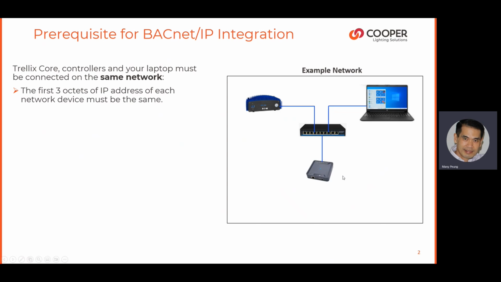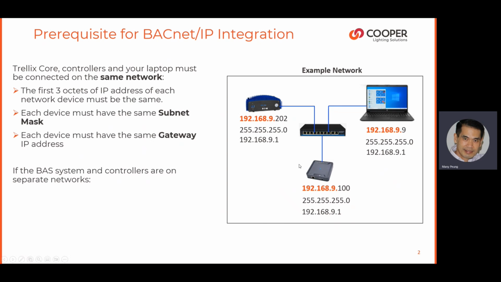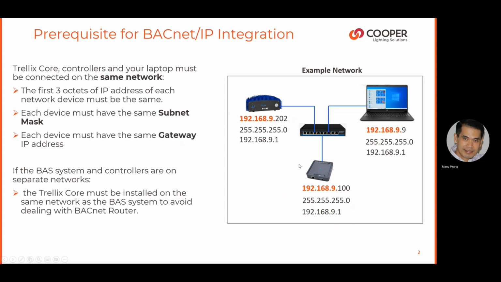So in this network example, that would be 192.168.9, while the last octet on each device has to be unique. Next, the subnet mask has to be the same on each device as well, and each device must have the same gateway IP address. If the building automation system and the controllers are on separate networks, the Trellix core must be installed on the same network as the building automation system to avoid dealing with a BACnet router.